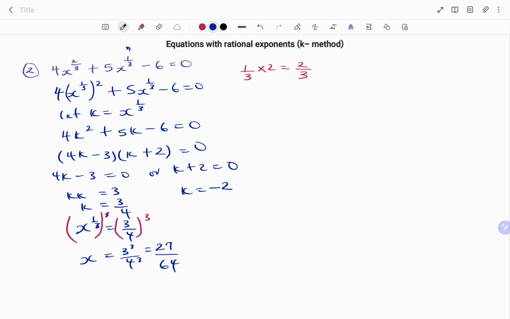On the other side, we do the same thing. We're going to substitute for k, which is x to the 1 over 3 equals minus 2. We're going to find the cube of both sides, and this cancels. x equals minus 2 all to the power of 3. x equals minus 8.